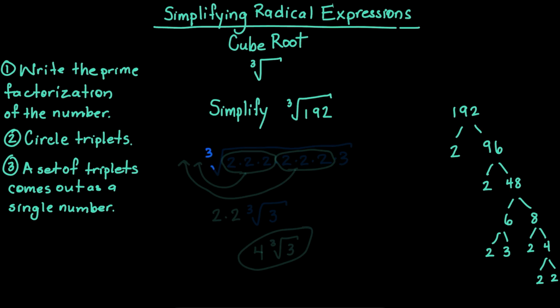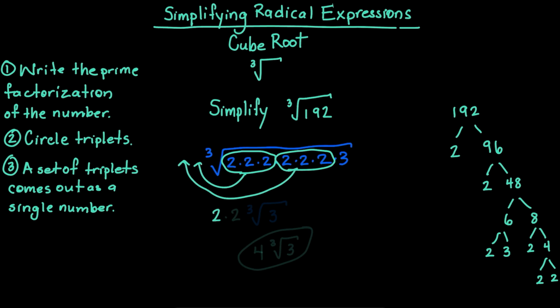So 192 can be rewritten as, I have 1, 2, 3, 4, 5, 6 2s, and a 3. So in this case, I have 2 sets of triplet 2s. Each will come out as a single 2. So 2 times 2 on the outside. And I'm left with the cube root of 3. So my final answer is 4 times the cube root of 3.